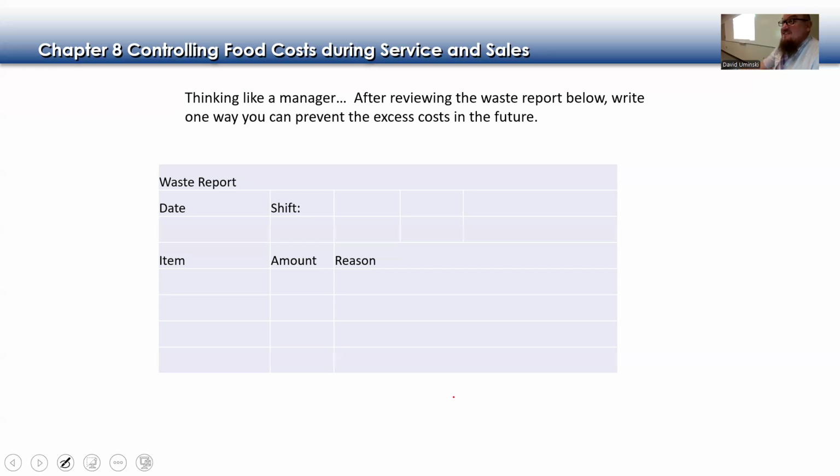What if that's my last 5 pounds of pasta for the day? And it's overcooked. I have no more pasta to make. I gotta run to HEB and get some more pasta, right? So not only are we wasting money, but we're wasting product as well, okay?